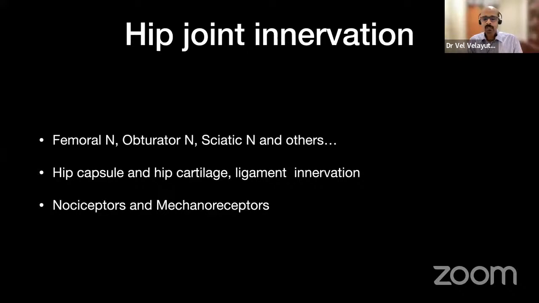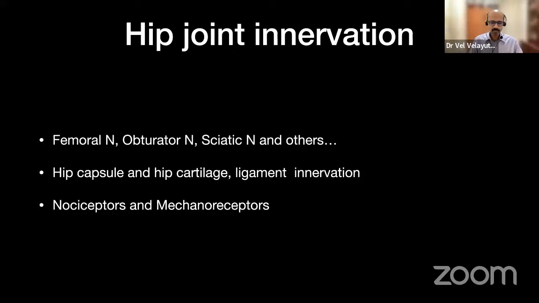So moving on to the actual topic. Why is the hip joint painful? Because the innervation is quite complex. It is not one or two nerves, it's a multitude of nerves. The majority of them, which we know about, are femoral, obturator, and sciatic. But there are plenty of others which aren't necessarily highlighted all the time. We'll see them in the other slide.